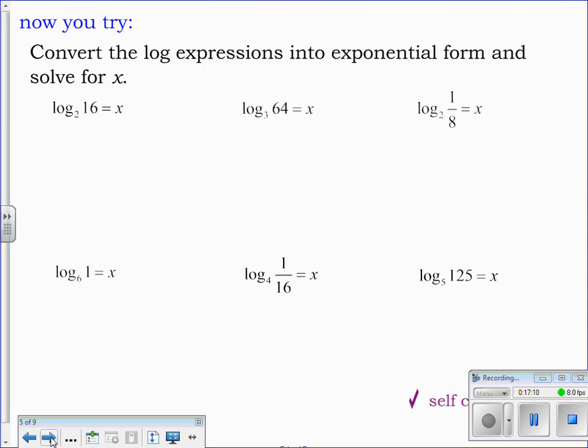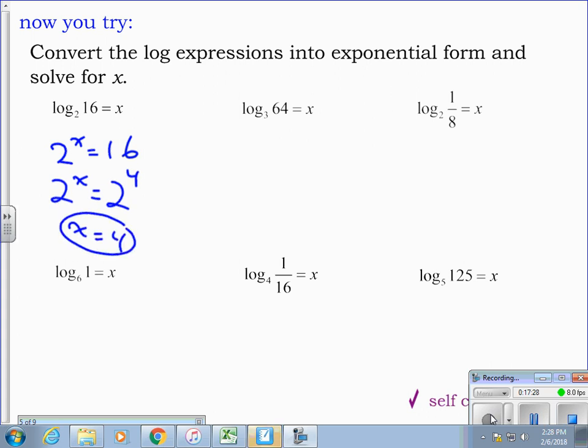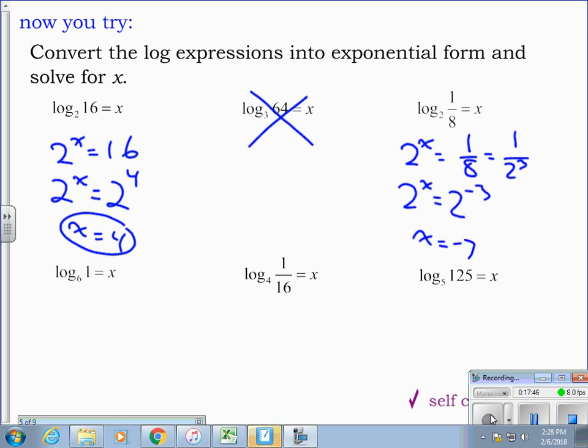Okay, your turn. Do those. Same concept. Okay, let's go ahead and do these. So the first one, 2 to the x is equal to 16. 2 to the x equals 2 to the fourth, so x equals 4. The next one we talked about, you can't do this one with the skills you currently possess. You will learn how to do this. 2 to the x is equal to 1/8, which is equal to 1 over 2 cubed. So 2 to the x is equal to 2 to the negative 3. X equals negative 3.